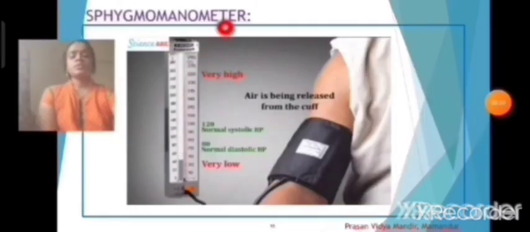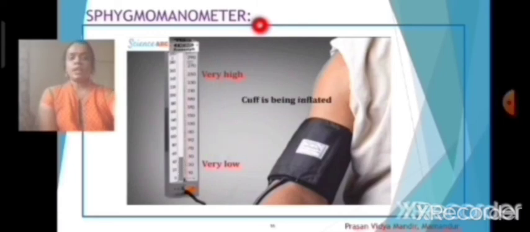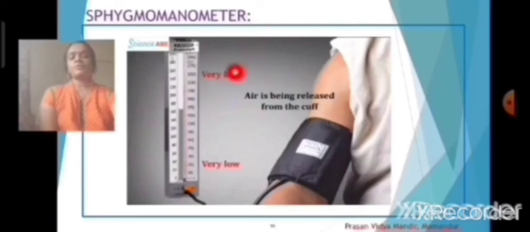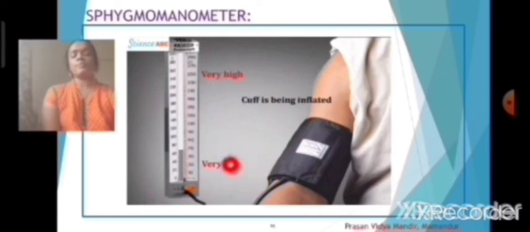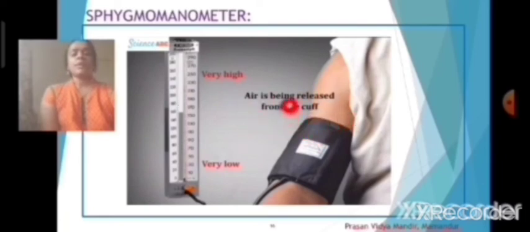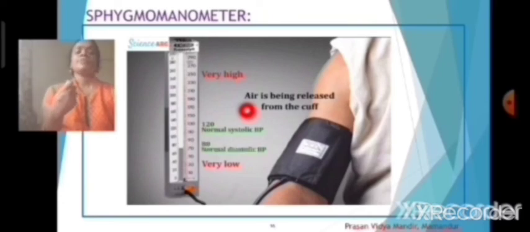The next thing we are going to discuss is the sphygmomanometer, which is an apparatus used to measure blood pressure, like a thermometer is for fever. In the sphygmomanometer, the mercury manometer will show the reading. It has a portion called the cuff, and at the end of it a rubber bulb-like structure, called the bulb. While measuring blood pressure, when we continuously pump the bulb, the mercury level tends to rise.